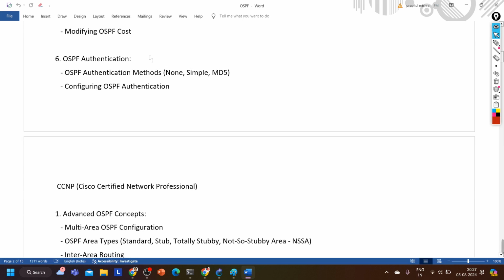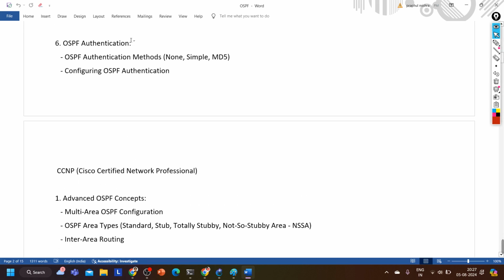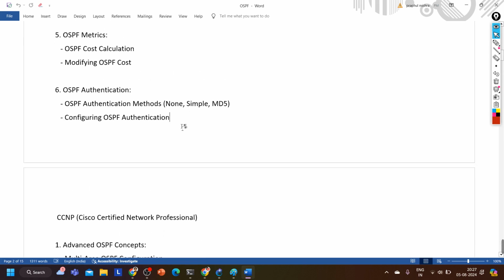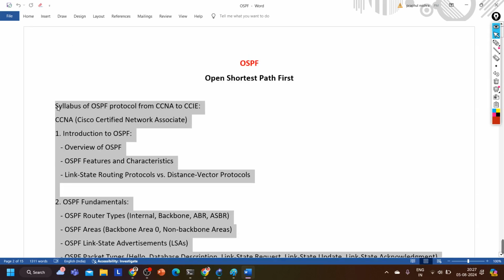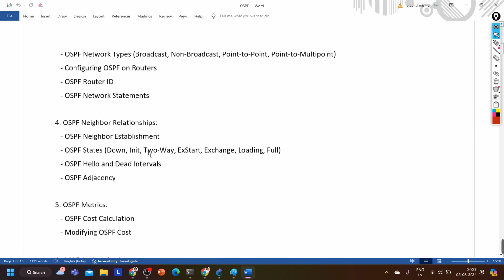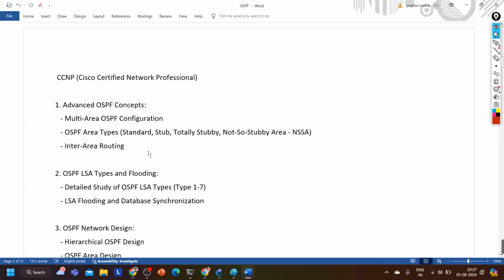Right? So as I told you, we'll discuss security, meaning authentication configuration of each routing protocol, in the security part. So here also we will not discuss the authentication, but you can see this is part of CCNA. So all these basic points are part of the CCNA syllabus, right? Then see some advanced topics of OSPF, like OSPF in CCNP.